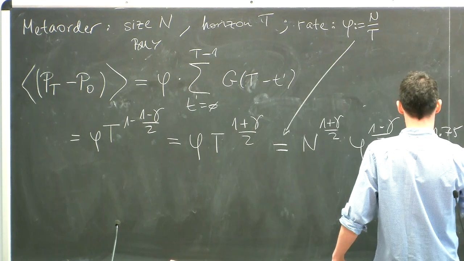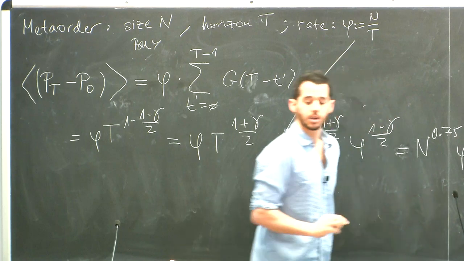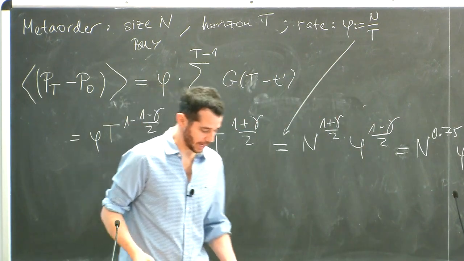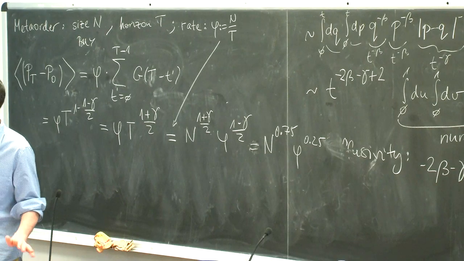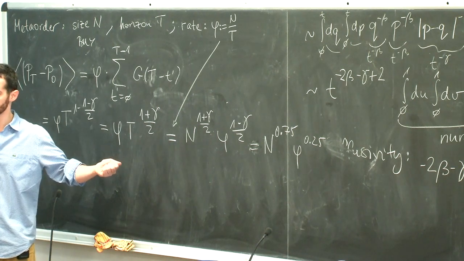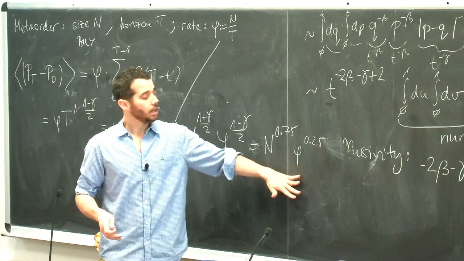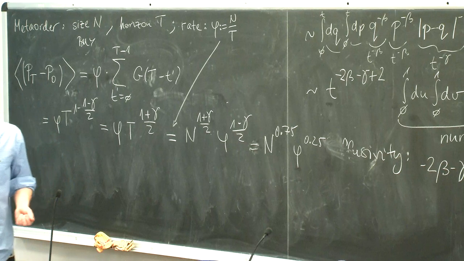We sum with a phi, what is it? 0.25 probably. Okay, so what does this model tell us? Is that okay? It's not what we are looking for, right? We are looking for square root of n dependence, and no dependence on phi, ideally. What we get is not exactly this, but not extremely far.